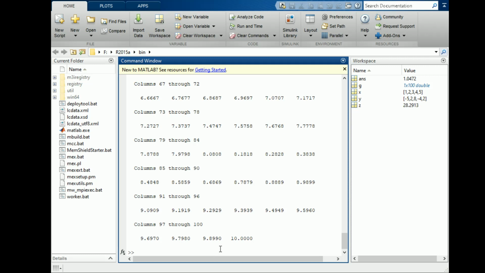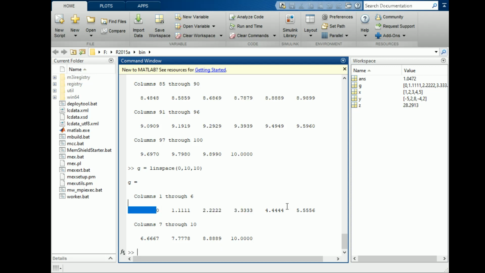We can provide the increments by adding the increment number to our previous equation. At the end, we want to say we want 10 evenly spaced points between 0 and 10. When we press enter, MATLAB returns 10 points between 0 and 10.